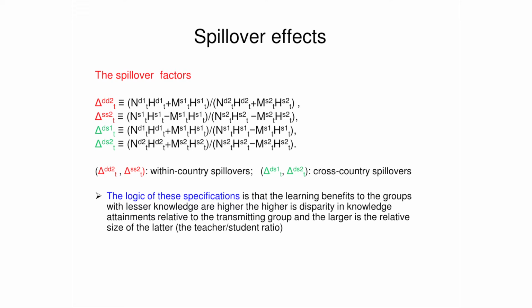Here are the spillover effects. And the way I'm describing them is that they result from learning benefits to groups with lesser knowledge from groups with higher knowledge that depend on two critical factors: the disparity in the level of education across these groups, but also their relative population sizes. So if there are more teachers than students in this context, the spillover effects are going to be a little higher.